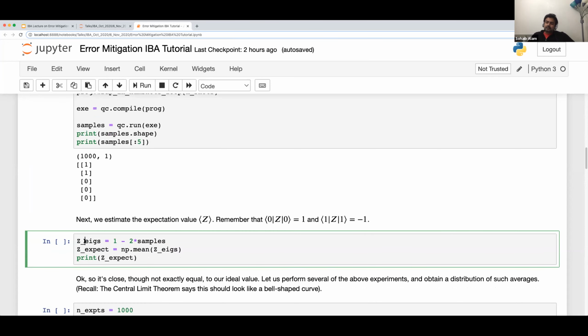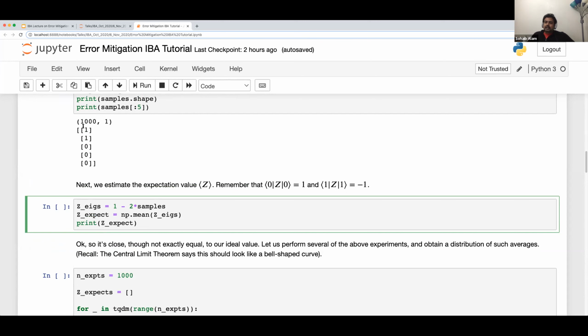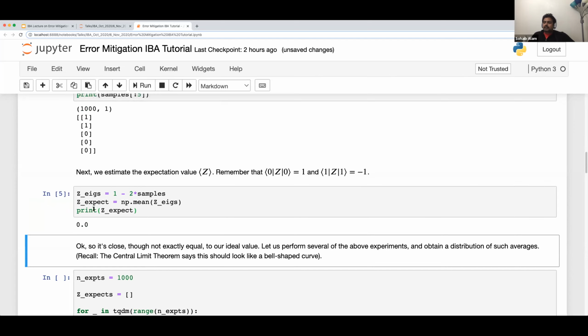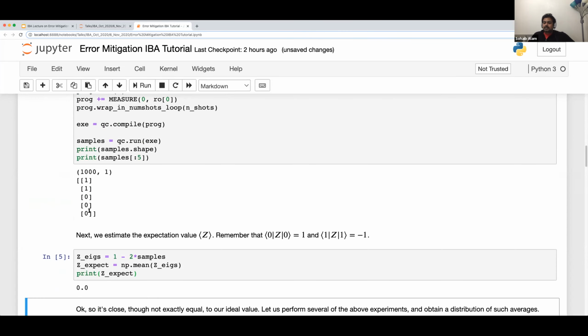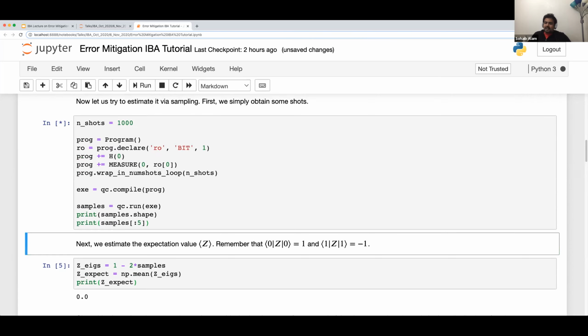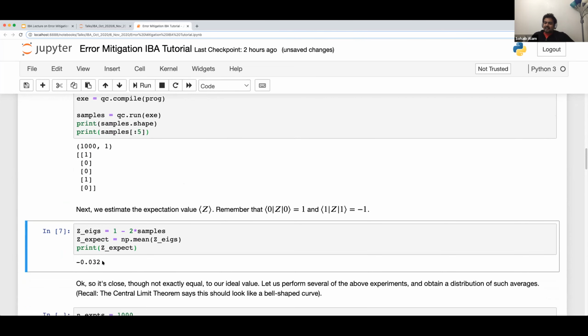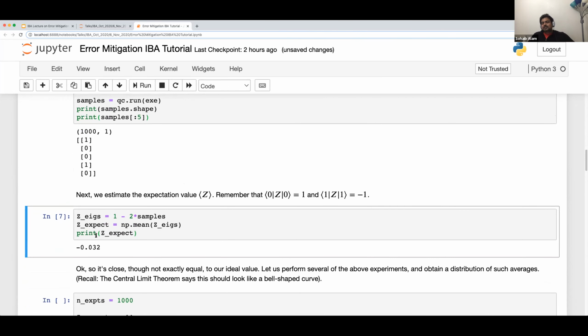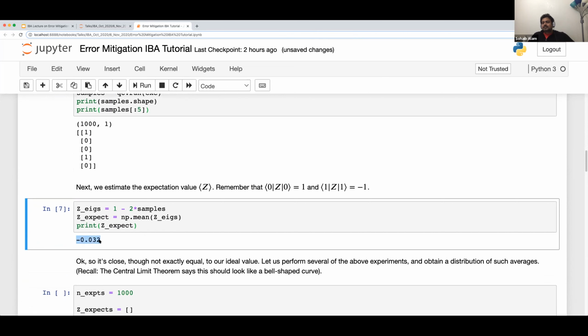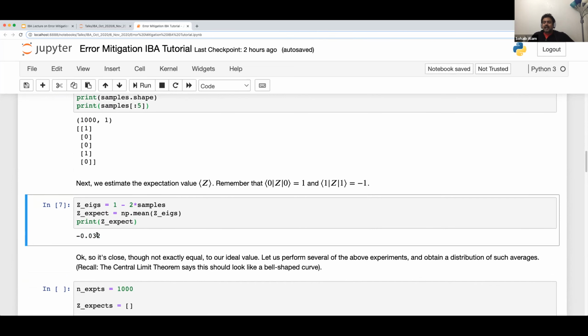Now that I know the value this observable takes on each of those samples, and I have a record of 1,000 such samples, I can just compute the mean of those, and that's my expectation value. And wow, that really came out to be exactly 0. I wasn't really expecting that, so let's see if that comes out again. Okay, good, there's some variance. Wow, that was pretty lucky. But in practice, you'll often see something close to 0, though not exactly equal to our ideal value.